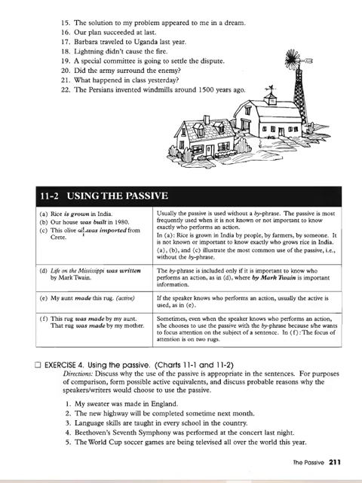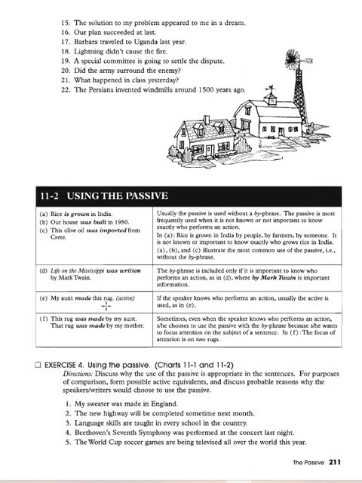Our house was built in 1980. The olive oil was imported from Crete. Life on the Mississippi was written by Mark Twain. So the by phrase is included only if it is important to know who performed the action. So in that sentence, by Mark Twain is important information because we want to know who wrote the book Life on the Mississippi. So Life on the Mississippi was written by Mark Twain.